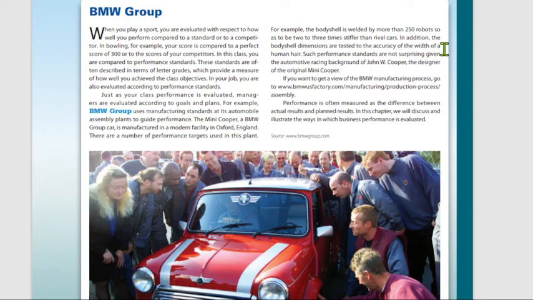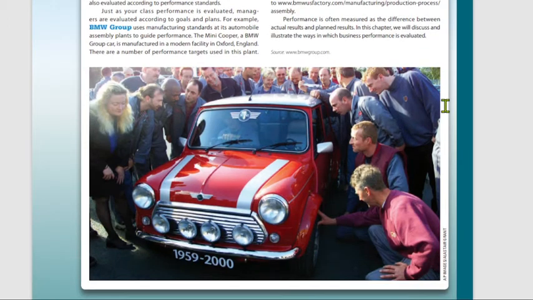Such performance standards are not surprising given the automotive racing background of John Cooper, the designer of the original Mini Cooper. So performance is often measured as the difference between the actual and the planned results. The performance is often measured as actual versus the planned. So in more ways, we will discuss this in this chapter.